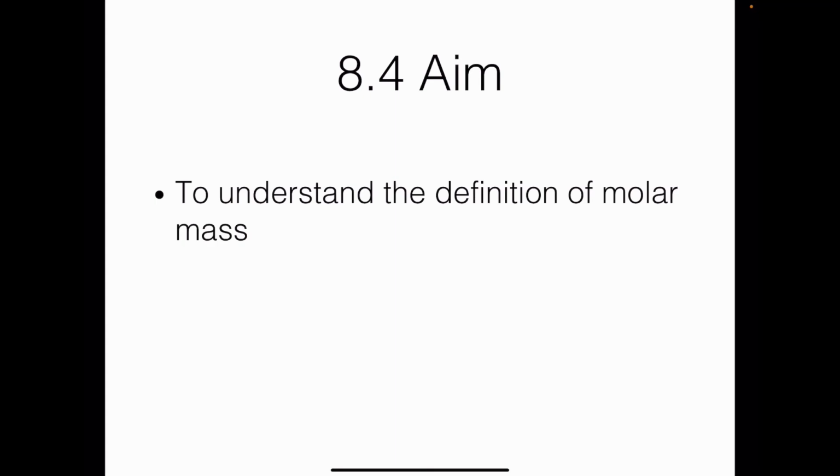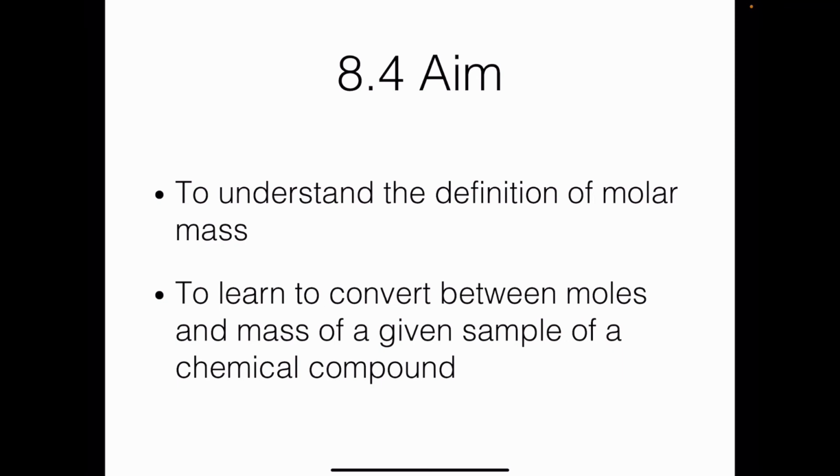In section 8.4, we've got 2 different aims. The first aim is to understand the definition of molar mass, which I did already mention in that last section, so you should be familiar with this already. And then to learn to convert between moles and mass of a given sample of a chemical compound, which we've really, again, already been doing. So we know how to do this already. This is just reiterating the concept one more time.